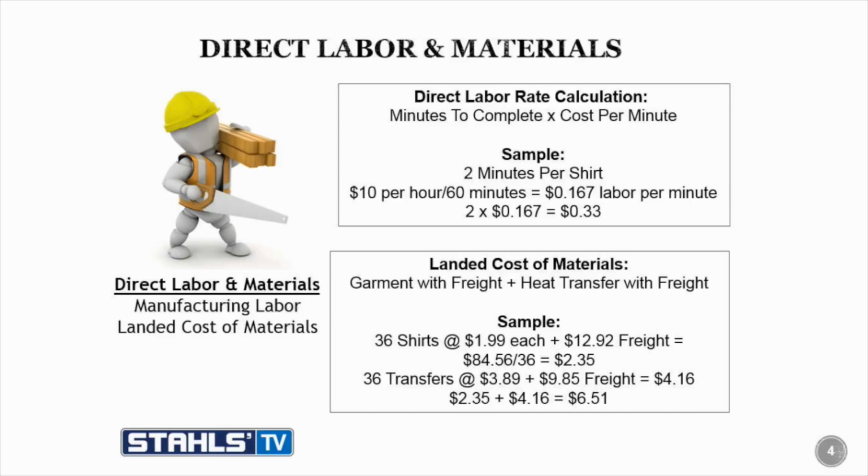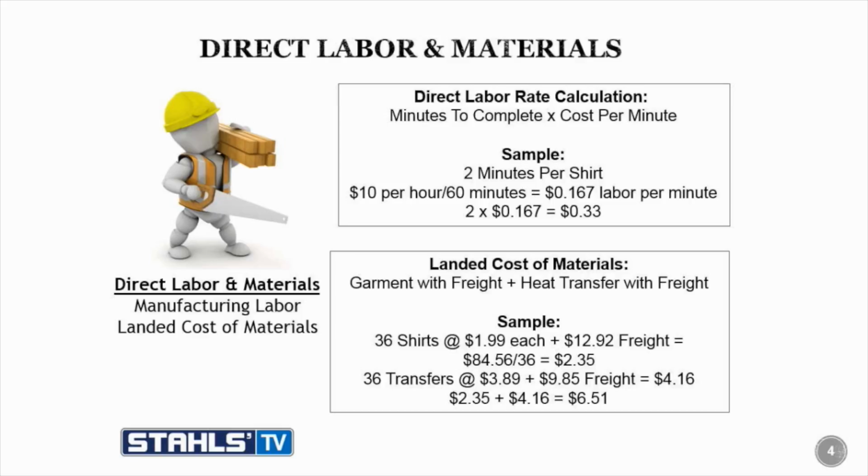If we take that and add that to our landed cost of material, you can see the landed cost of material in box number 2 on the right-hand side is your garment with freight plus your heat transfer with freight, or whatever goes into the actual cost of manufacturing. So we've given you a sample in a basic apparel order, a price of a t-shirt being $1.99 plus $12.92 in freight for a 36 shirt order. You can see we're basically paying a landed cost per shirt of $2.35.